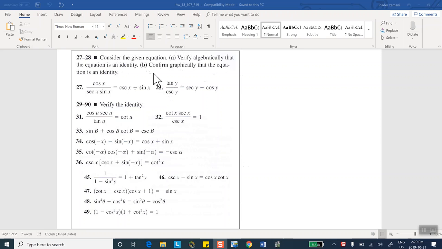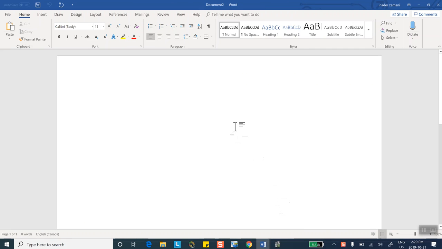Why is it that, to me at least, it's more important to be able to do A. Okay, so let's go to a blank page and start with number 27. Number 27: cosine of x divided by secant of x, sine of x. You want to prove that this is cosecant of x minus sine of x.